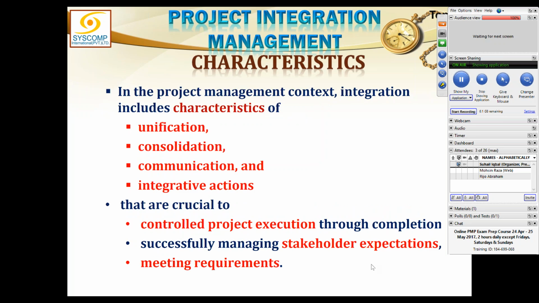In the project management context, integration has these characteristics like that of unification, consolidation, communication, and integration. So these are the various characteristics of the integration process group that are crucial to controlled project execution. If these things are done, you would be better able to execute the project in a disciplined manner until it is completed successfully, you will be able to manage the expectations of the stakeholders, and you will be able to meet the project requirements. Meaning what? There will be no confusion if things are properly integrated.